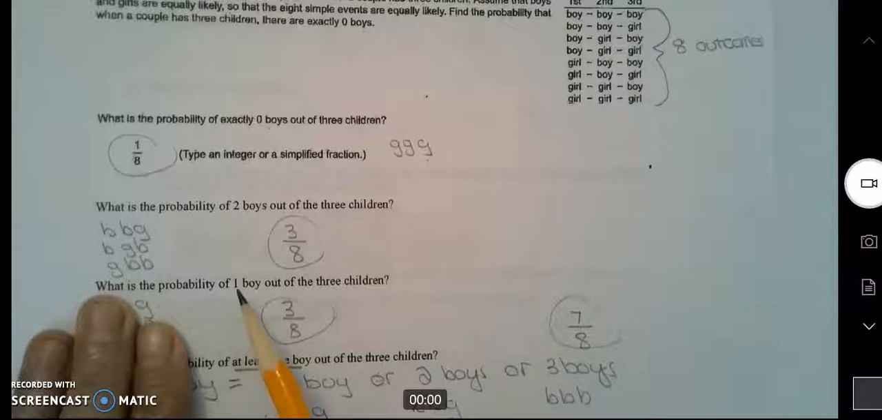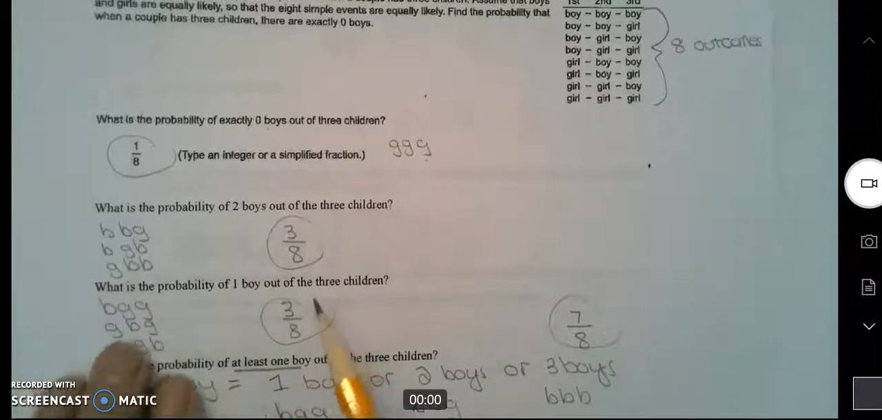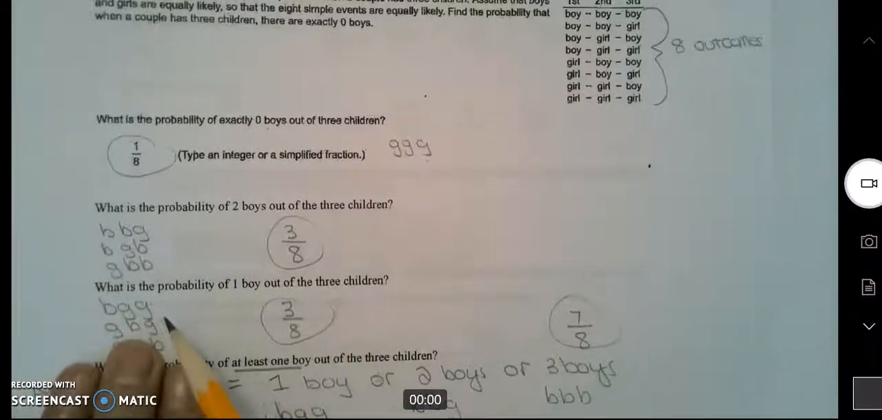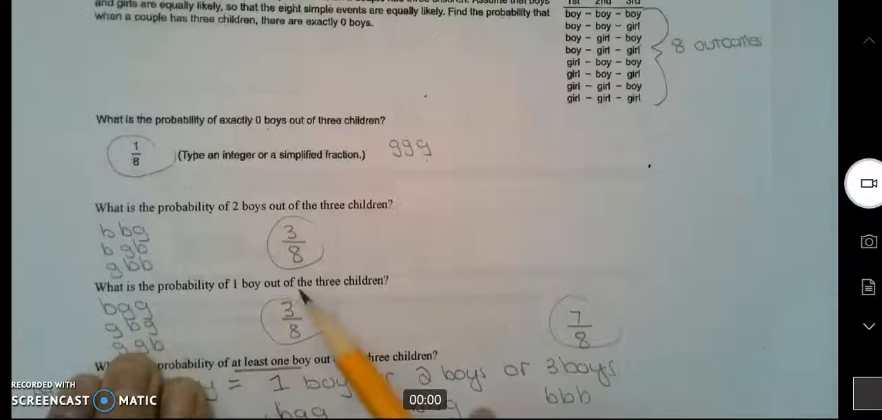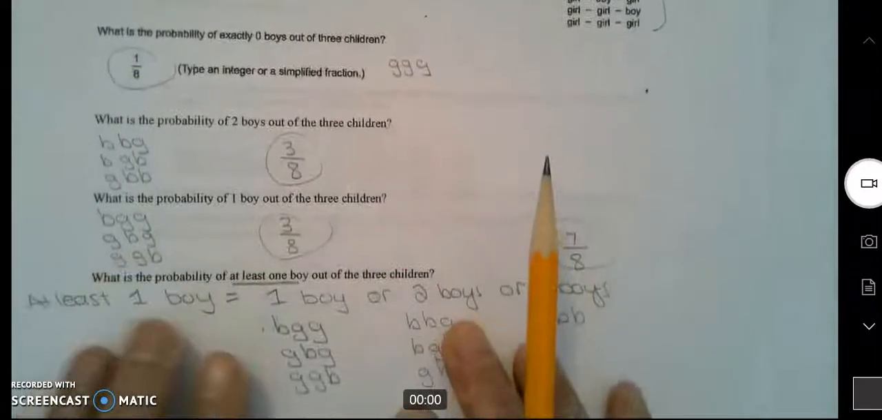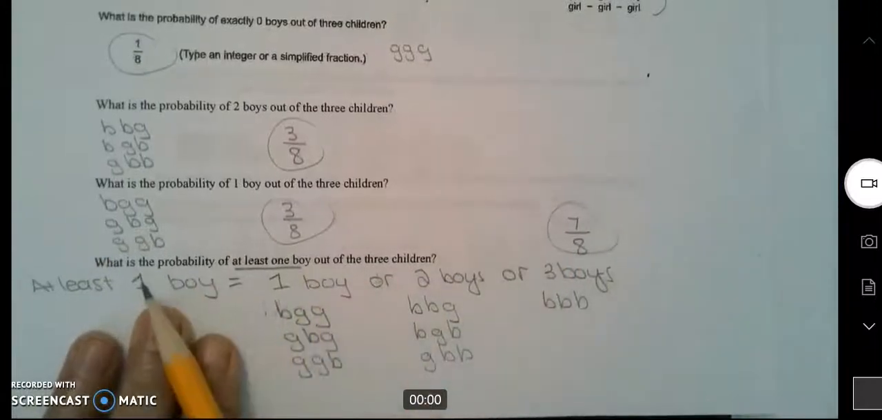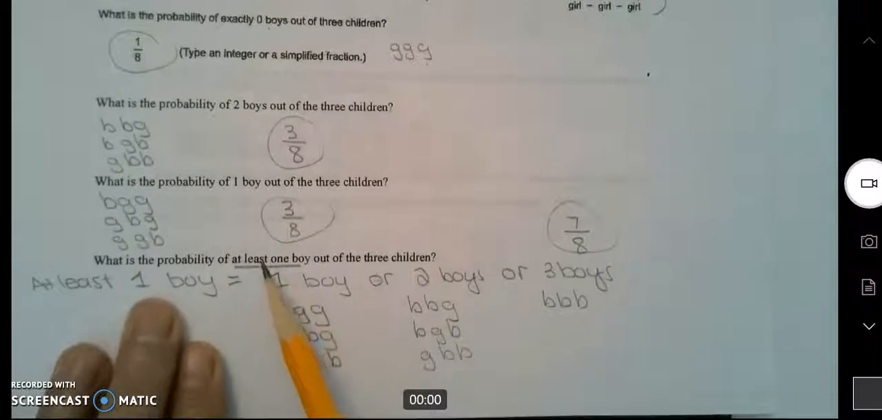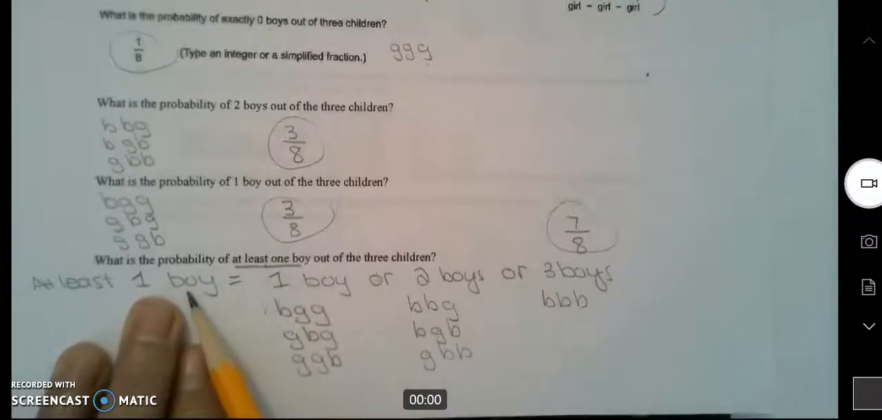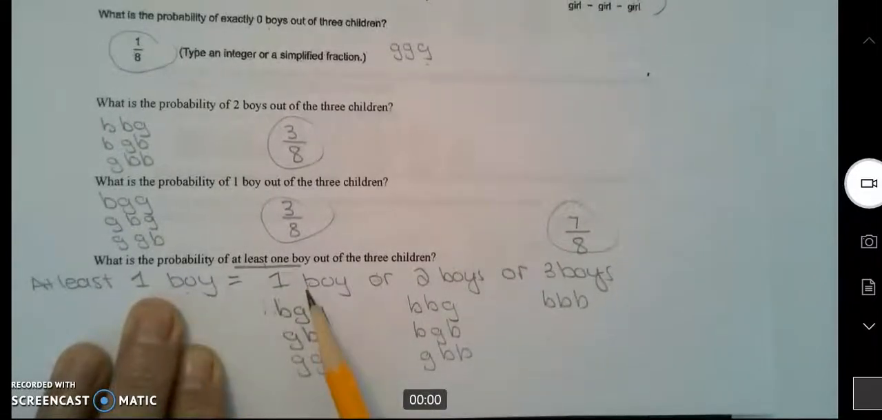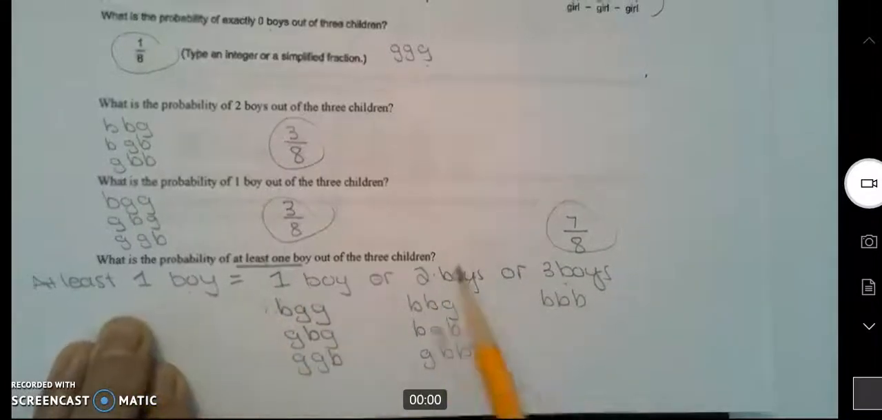The next one says 1 boy out of 3 children. So you could have a boy and 2 girls, a girl, a boy, and a girl, or a girl, girl, boy. Again, that's 3 outcomes out of 8. Okay, and then finally this last one. It says, what is the probability of at least 1 boy? At least 1 boy means you have 1 boy or more. So that means you have 1 boy, 2 boys, or 3 boys. So at least 1 is 1, 2, or more.